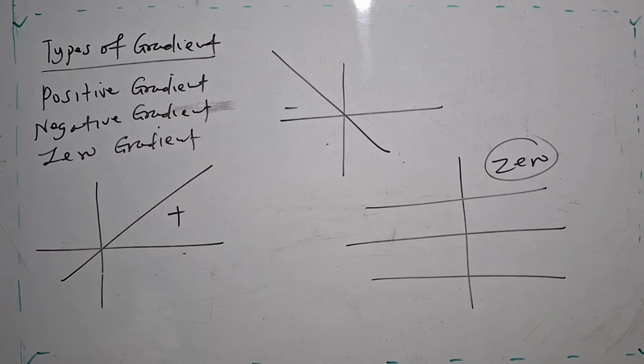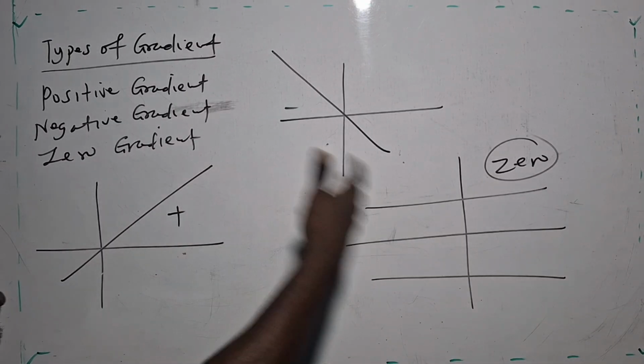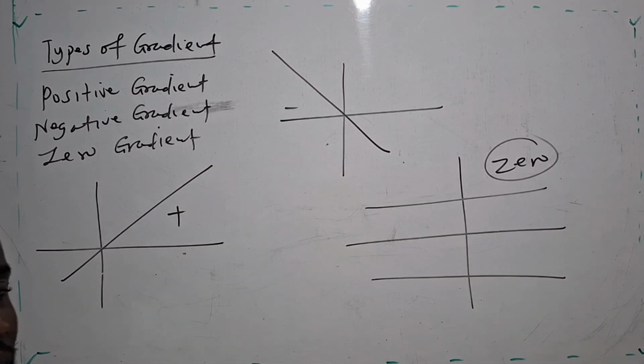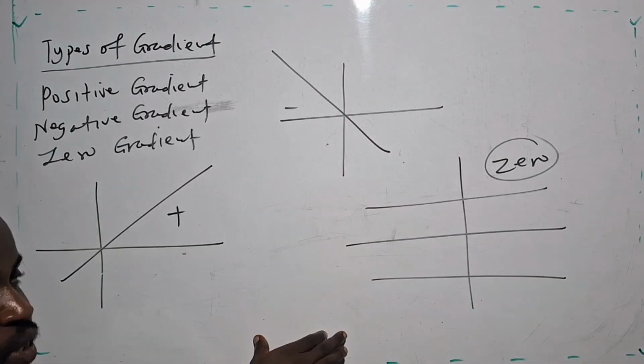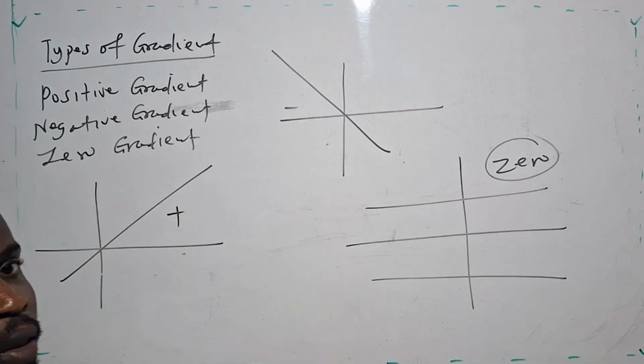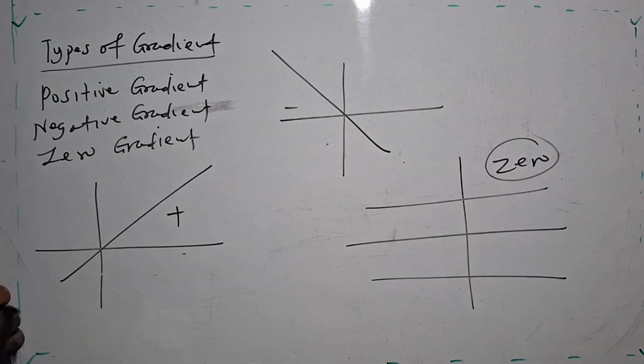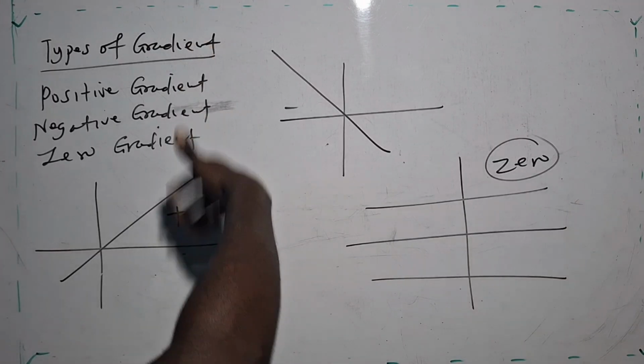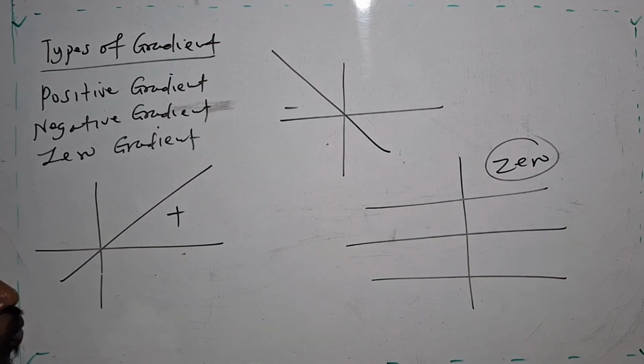Yes, zero gradient. So sometimes after drawing your graph, they will ask you what type of gradient that is. You can determine that by the answer you are going to get, or you can also know it by the direction of the linear graph you have drawn. So these are the three main types of gradient you need to understand.